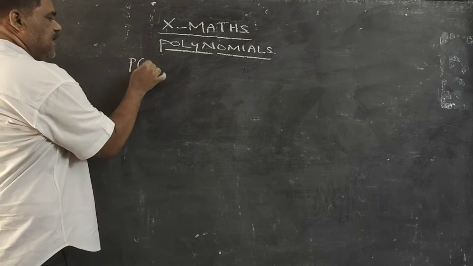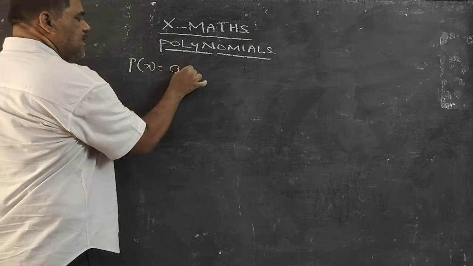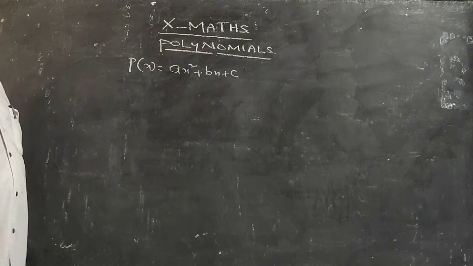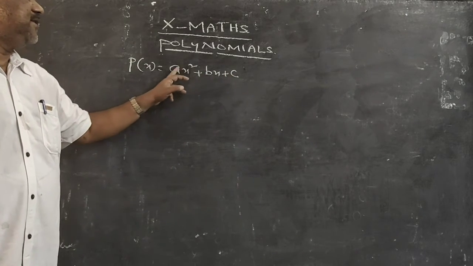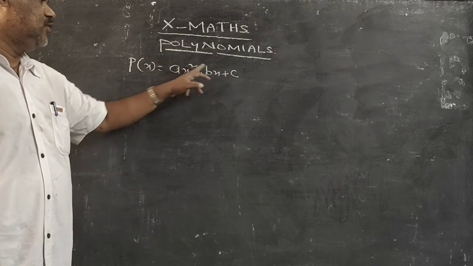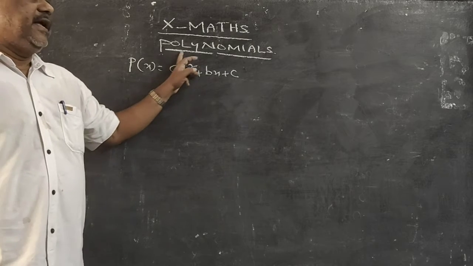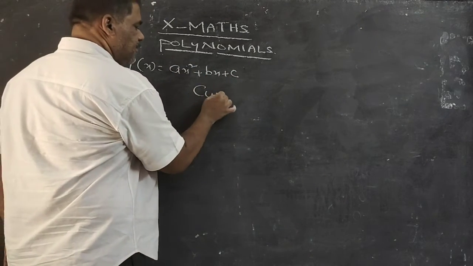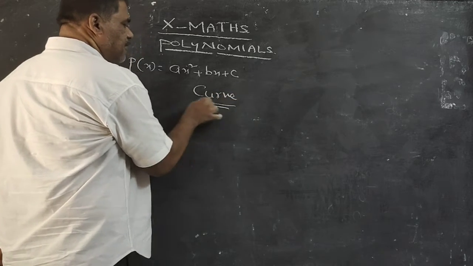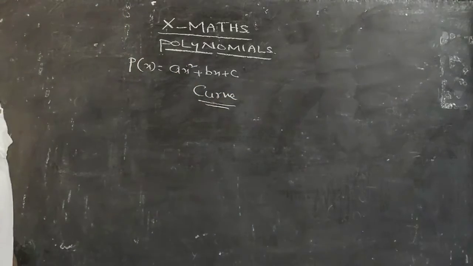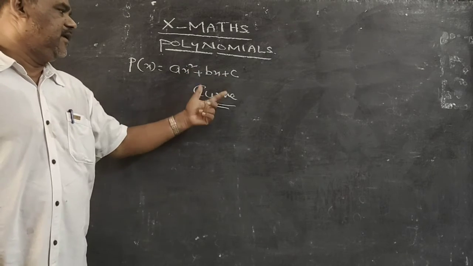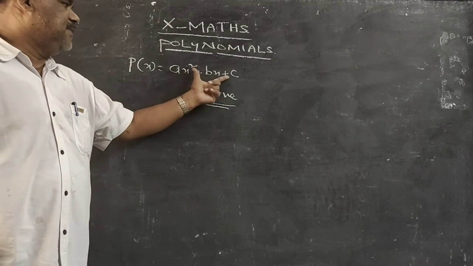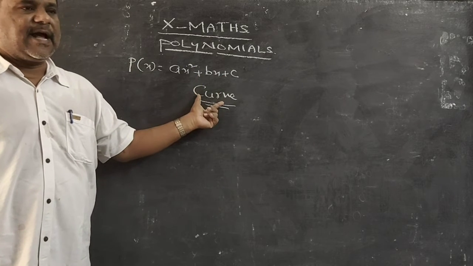Let us consider a polynomial P of x, ax square plus bx plus c. This is a second degree expression. Highest power of x is 2. Every second degree expression represents a curve in the graph. If you draw the graph of this ax square plus bx plus c quadratic expression, we will get a curve.